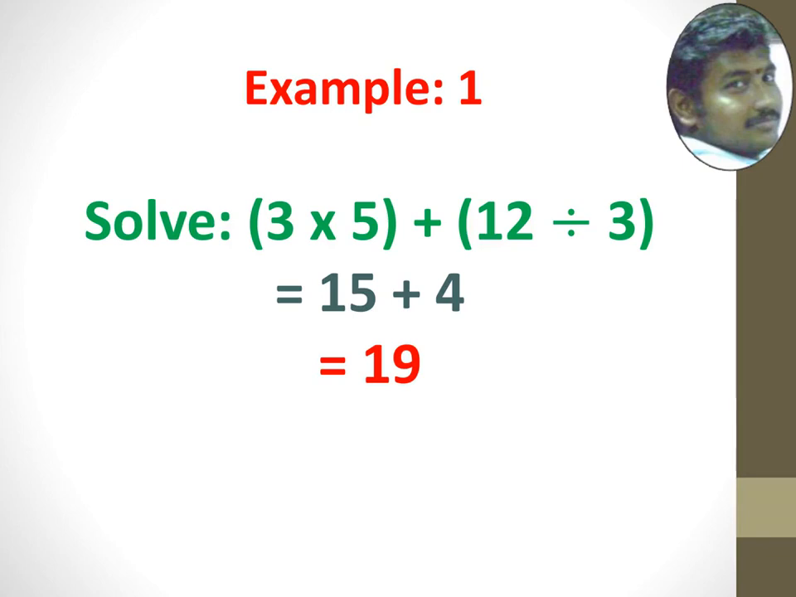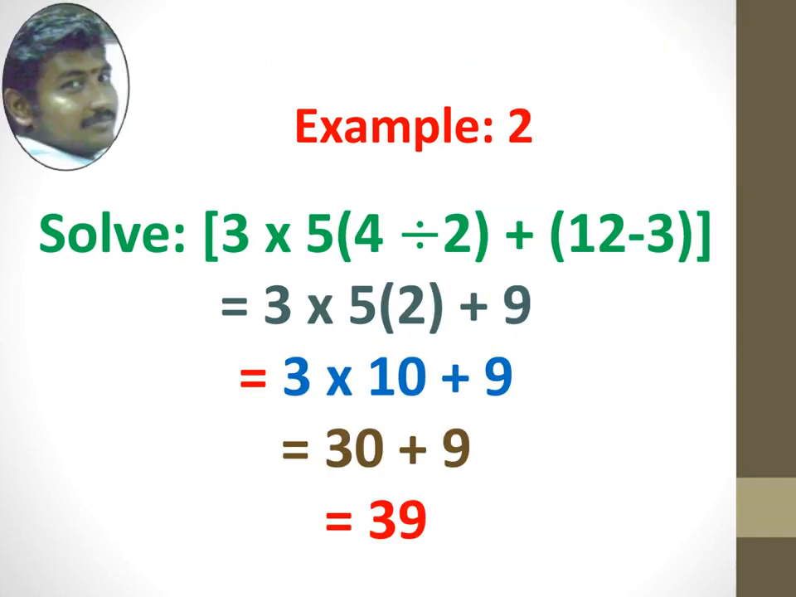Solve 3 into (5 plus 12 divided by 3). First bracket 1: 3 into 5, 15. 12 divided by 3 is 4. When you add, you get 19. Hope you understand. First the bracket we are solving. 3 into 5 is 15. Then inside the bracket, 12 divided by 3 is 4. Then we add it.